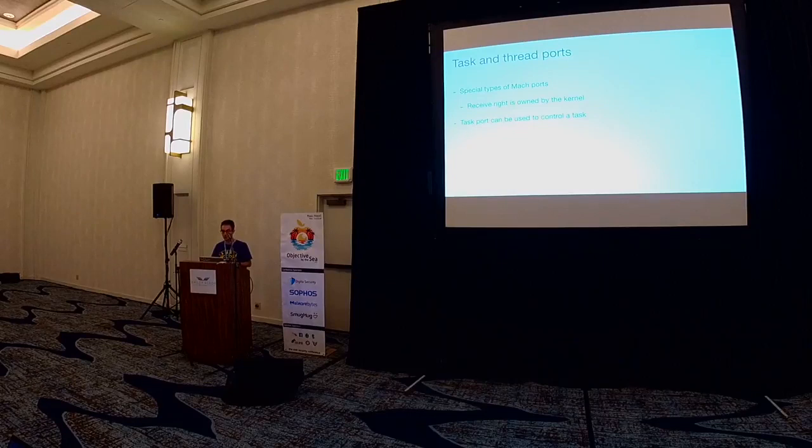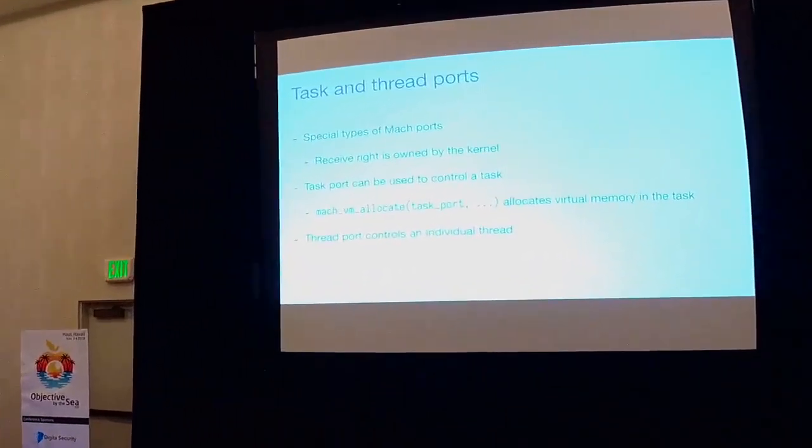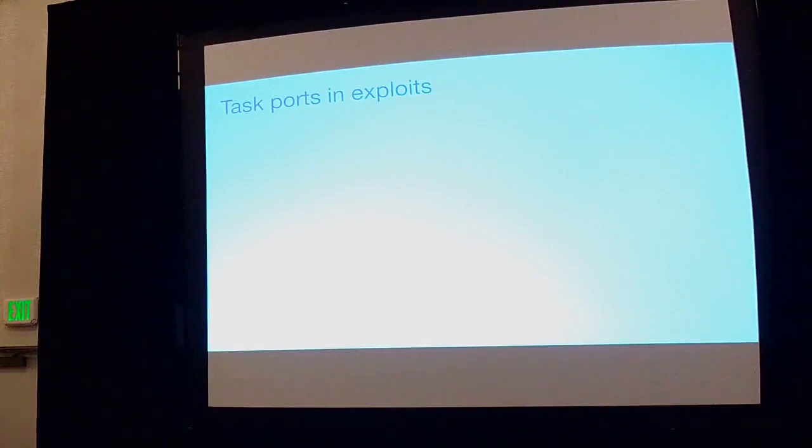So if you have a task port, you can call functions like mach_vm_allocate, which will cause the kernel to allocate virtual memory inside that process's address space, which is a very powerful kind of remote control mechanism for a process. And similarly, thread ports allow you to control an individual thread. So for example, if you call thread_set_state, that can be used to set the values of the registers in a particular thread.